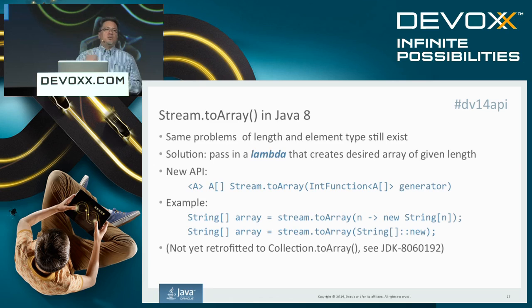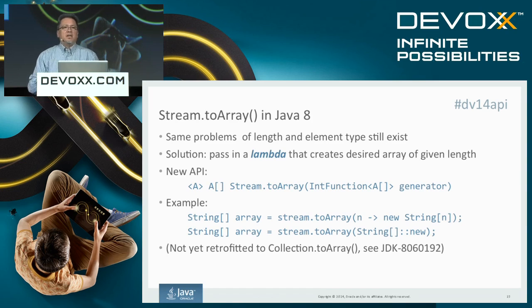So in fact, the new API for stream.toArray, you pass in an int function. And so here's some examples of this, where I have some stream of strings and I want to turn that into an array. So I pass in a lambda that says create a string array of length n. So we pass in a bit of behavior, boom, exactly the right thing happens, easy to understand, easy to implement, and efficient.